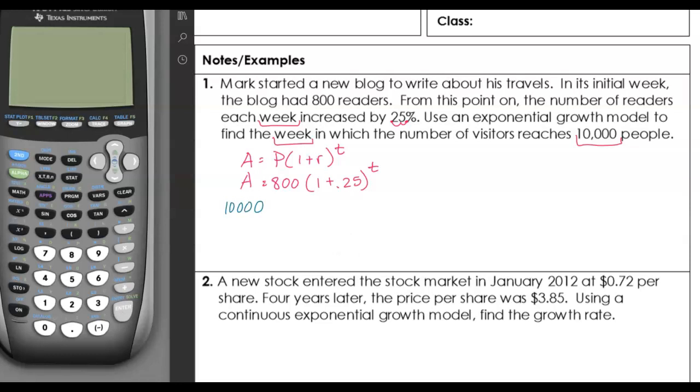And then I'm having to solve for t. What would be my first step in solving for t? I'm trying to get t all by itself. That's how we solve for a variable, is we get it all by itself. What's the first step in getting that variable all by itself?